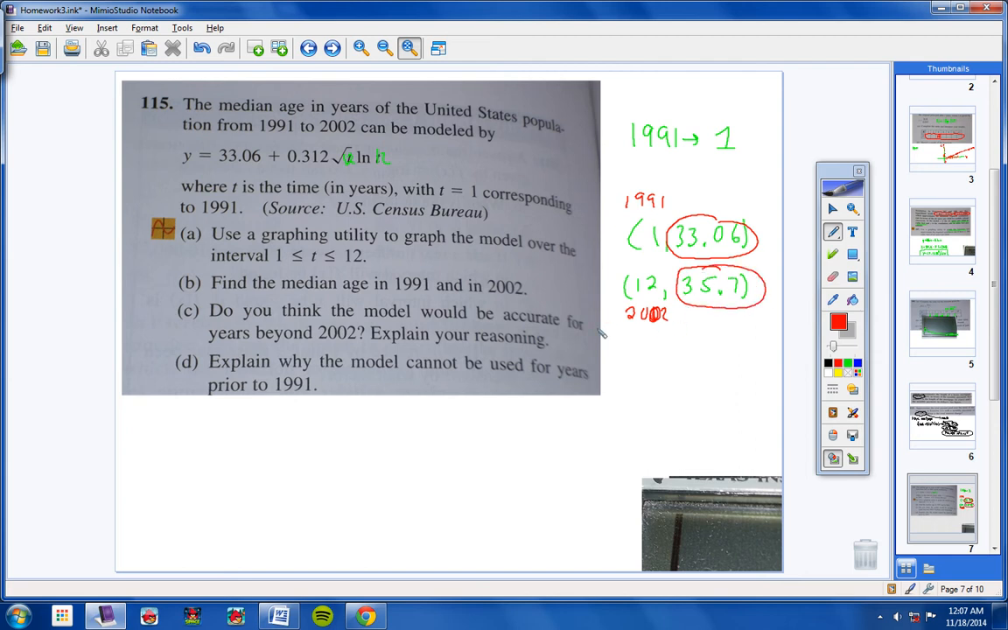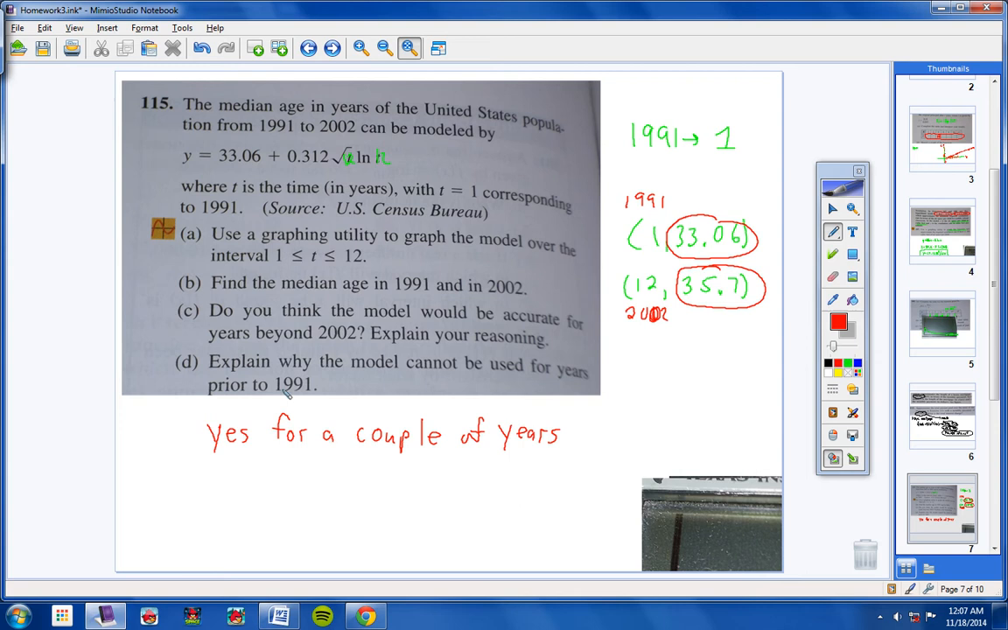Now, do you think the model would be accurate for years beyond 2002? Well, probably I would say yes, for a couple of years, but not much longer after that. Because remember, this model is based on data and information gathered from 1991 to 2002.